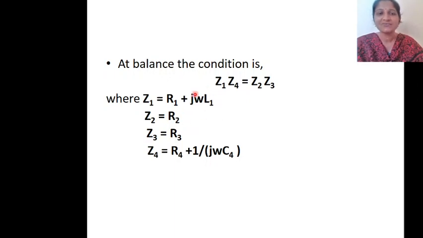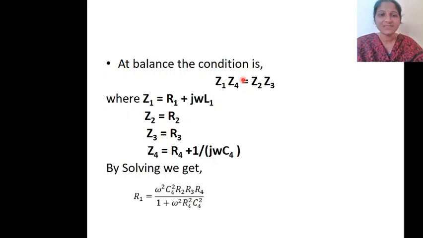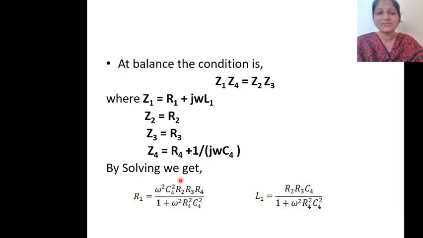Now substitute all these four in the balancing equation. By equating the real parts, you will get the unknown resistance R1, and by equating the imaginary parts, you will get the unknown inductance L1. So these are the two values. If you observe, the resistance has the omega term here, and the inductance also has the omega. Omega is nothing but angular frequency, equal to 2 pi f. So that means R1 and L1 depend on the frequency.